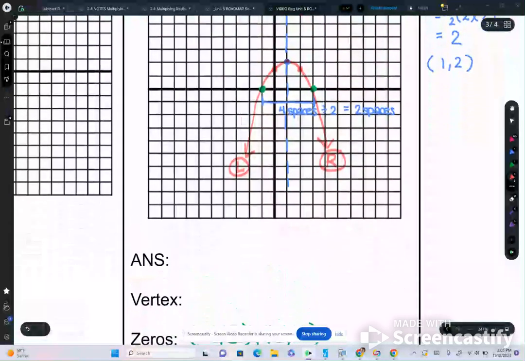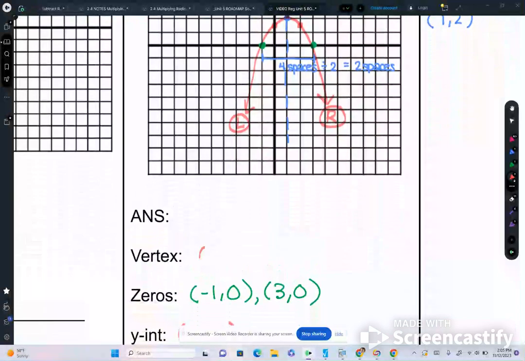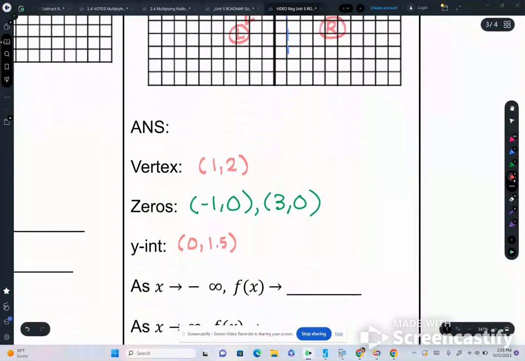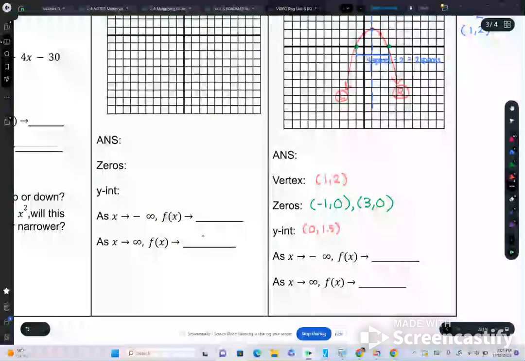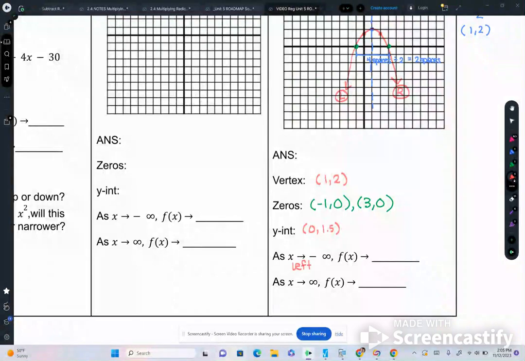And now with that, that makes it so I can answer all my questions. So my vertex we got was 1, 2. And then when I looked at my endpoints, if x is going to negative infinity, that's your left-hand side. And if you look at your left-hand side, your arrow is going down. And if you're looking at your right-hand side, same thing, it's going down. So your right-hand side is x going to positive infinity, then your y's are going to negative infinity.